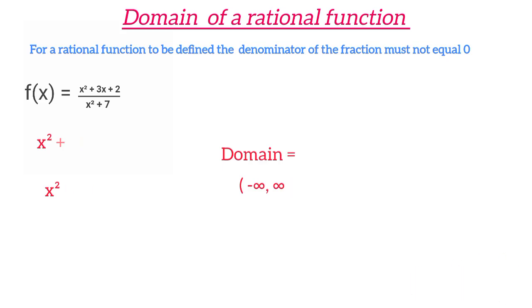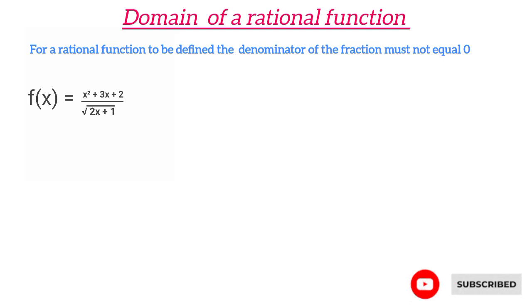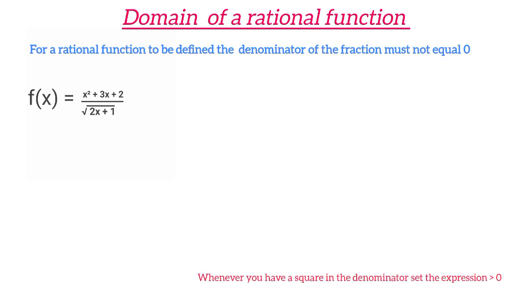Now, let's look at this example. We have that f of x is equal to x squared plus 3x plus 2 over the square root of 2x plus 1. Here, we have a square root in the denominator. Whenever we have a square root in the denominator, we simply set the expression greater than 0. Normally, for a square root function, we set the expression greater than or equal to 0. But since the square root is the denominator of a fraction here, it cannot be equal to 0. So, in this case, we set it greater than 0.